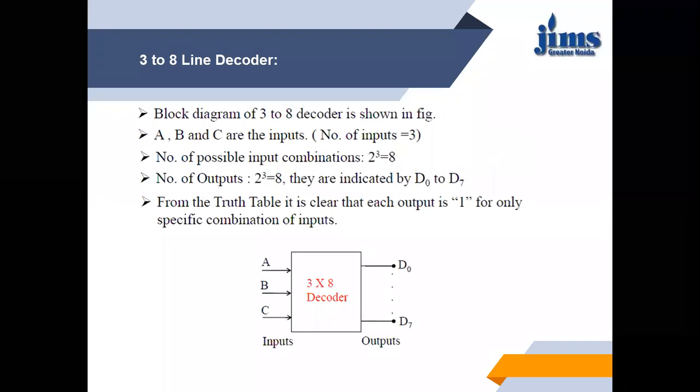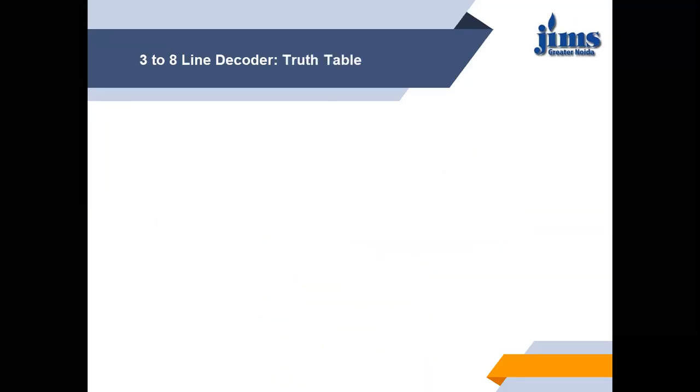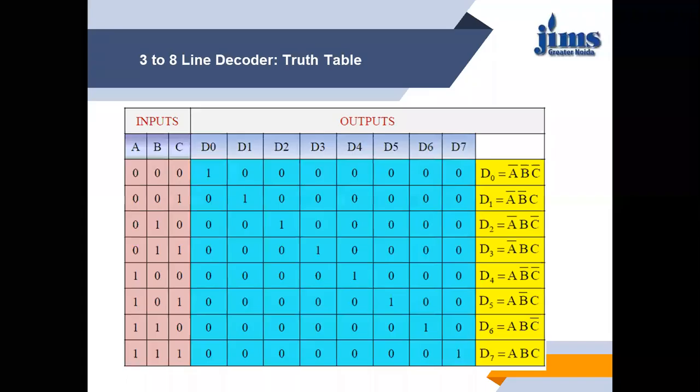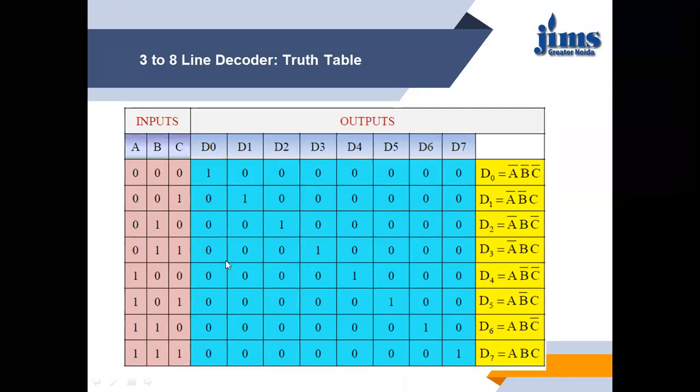This will be the block diagram of the 3:8 decoder, 3 inputs, 8 outputs. Inputs are ABC. Outputs range from D0 to D7. Let us write the truth table. So with 3 inputs, we have 8 combinations: 0 0 0, 0 0 1, 0 1 0, 0 1 1, 1 0 0, 1 0 1, 1 1 0 and 1 1 1. And you can see again in the output lines that at one time only one output is 1.